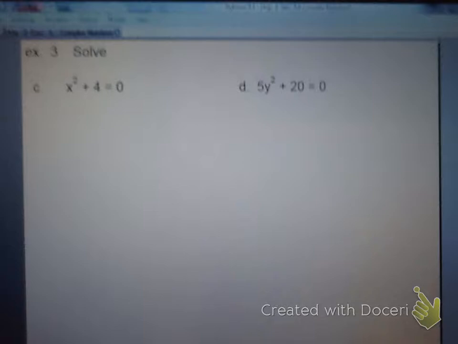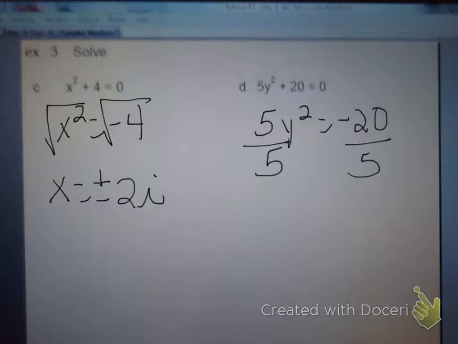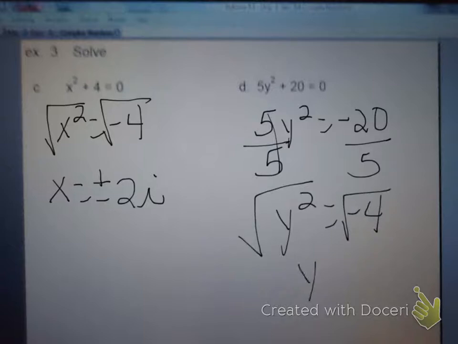Example 3c, we're going to subtract 4. Take the square root. So x is equal to plus or minus 2i. Example D, we're going to subtract 20. Divide by 5. So y squared is equal to negative 4. Take the square root. So y is equal to plus or minus 2i.